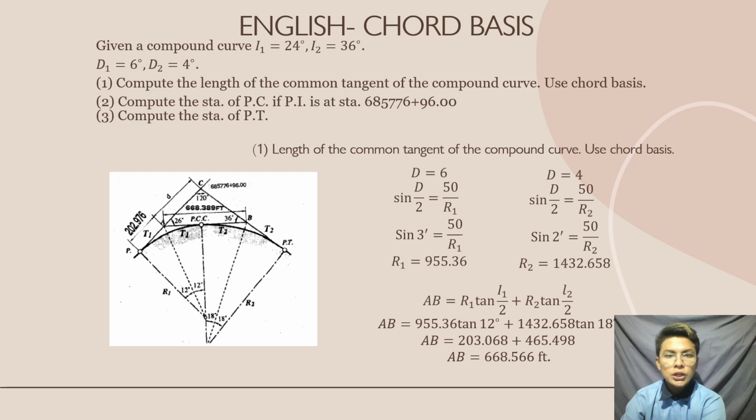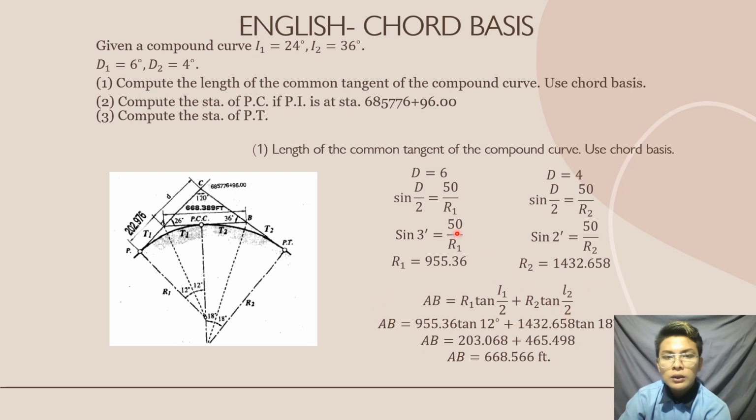Next is the English chord basis. Given the compound curve of the same given as earlier, but the difference is we will use different formulas in getting the radius of the curve. Using this formula, sine D over 2 is equal to 50 divided by R1. So given the values, D1 is 6 divided by 2 is 3, then D2 is 4 divided by 2 is 2. So we will get R1 is equal to 955.36 and R2 is equal to 1432.658.